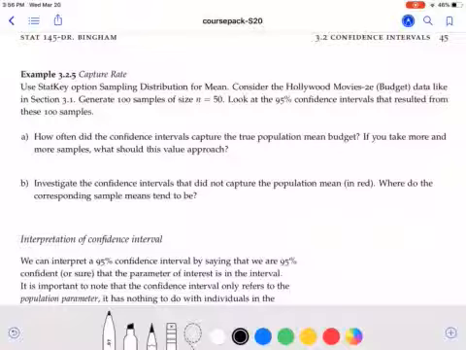In practice, when you take a single sample and you find a confidence interval based off that sample, you don't know whether or not it's one that captures the population value. What we know is that the process works well and that 95% of the time we should have success in capturing what we're hoping to capture.